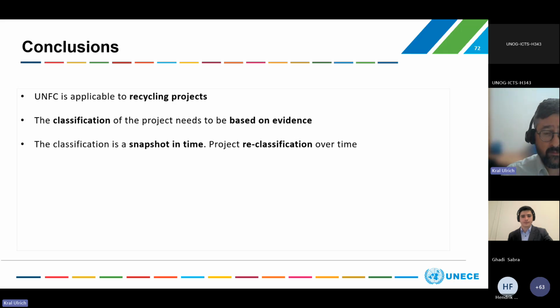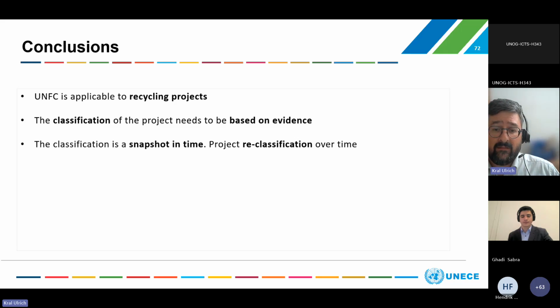UNFC is applicable to recycling projects. I think this is quite new to the raw material market because classifications are traditionally performed for mineral projects, but since 2018, the UNFC is also applicable to recycling projects.